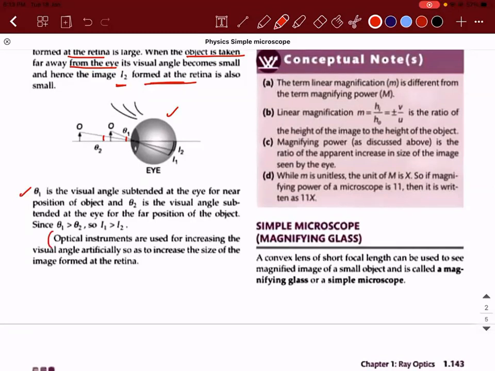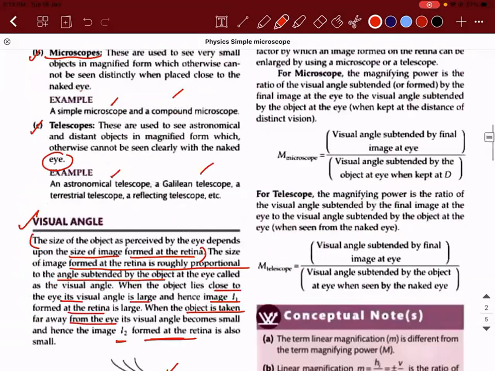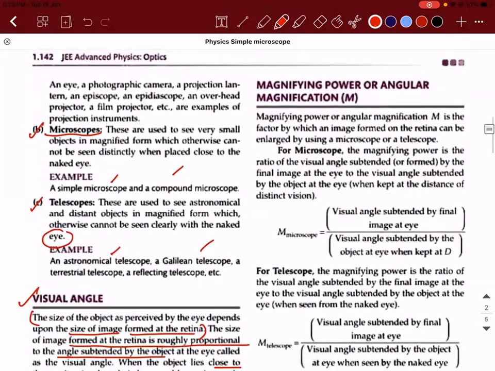So optical instruments are basically used for what? They are used for increasing the visual angle artificially. Artificially means they act as a source to increase the size of the visual angle by following certain mechanisms. So you can increase the size of the image formed at the retina. The more the size of the image formed at the retina, the more detail you are going to have.